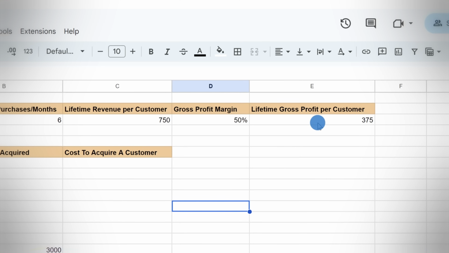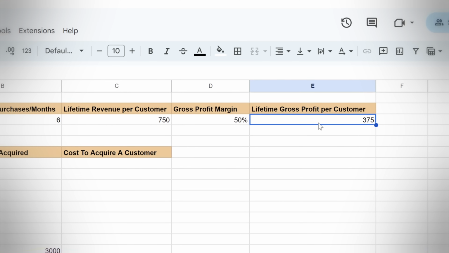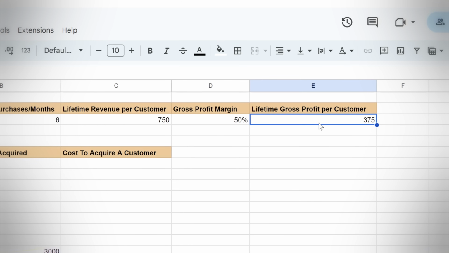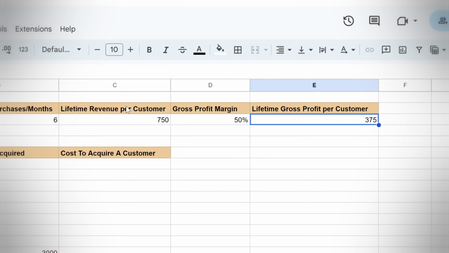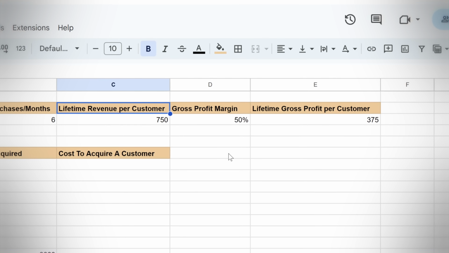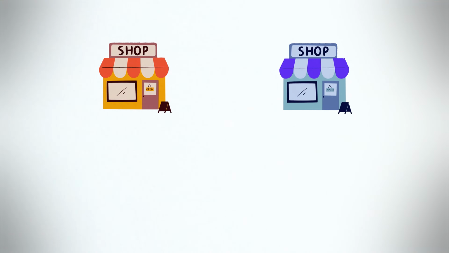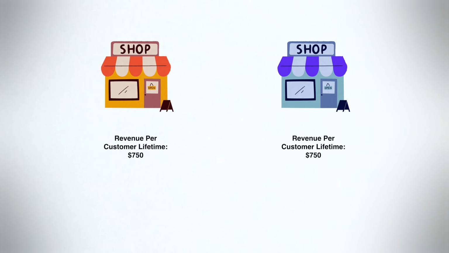So going back to this example now, we've got $375 lifetime gross profit per customer. That's a really, really important and good metric to know. Now, what a lot of businesses get wrong is they look at lifetime revenue per customer, but that doesn't factor in margin. So we could have a couple of different businesses, let's say business A, business B. They both generate $750 per customer when it comes to lifetime revenue.